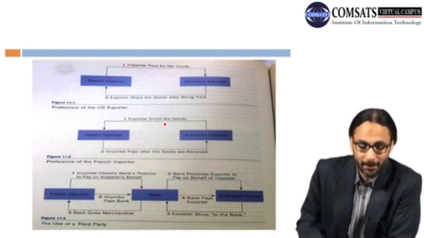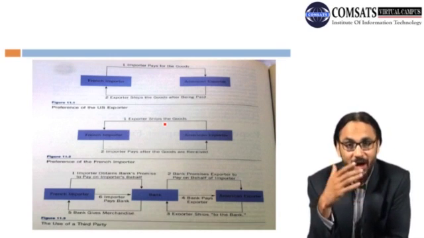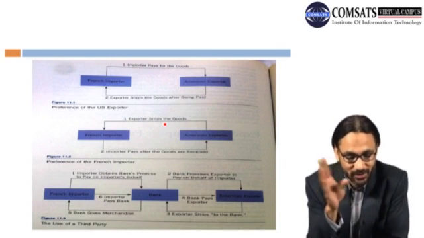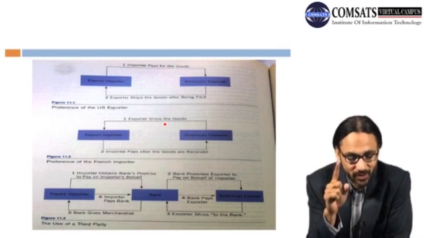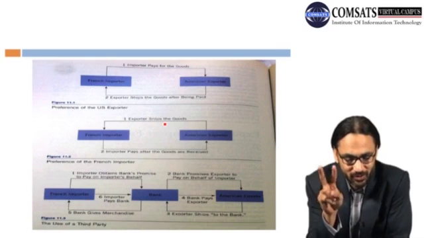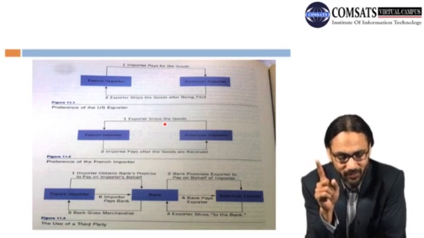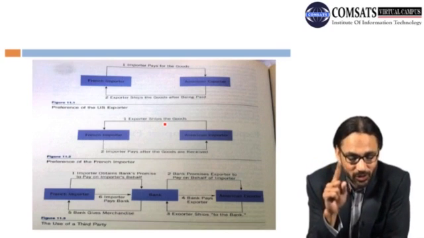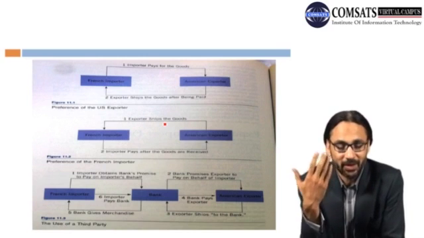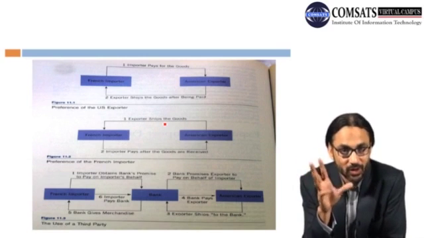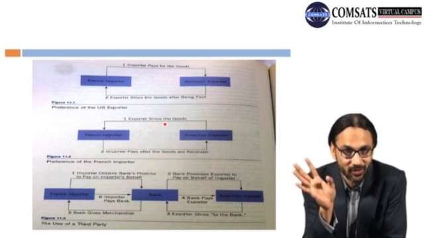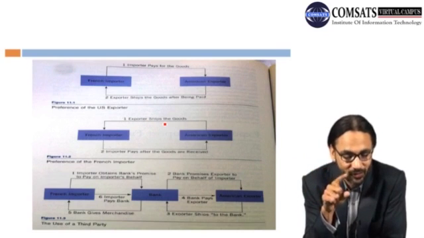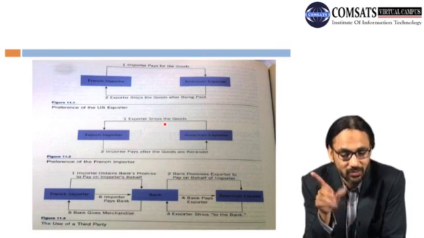Okay, there are three ways an import-export transaction is carried out. The first one is the first figure, a U.S. export. There are two parties, one from the U.S. and one from France. The French are the importer, importing the products. The Americans are the exporters. Now, there is no middleman, no banks involved, and it is a direct transaction.